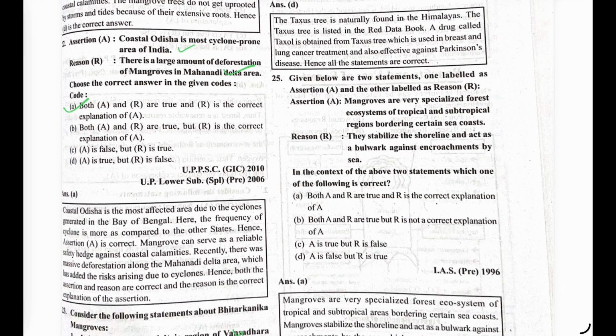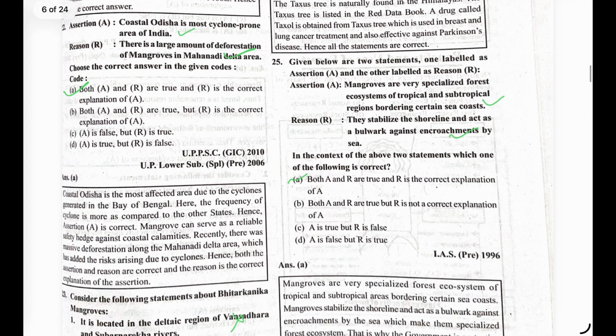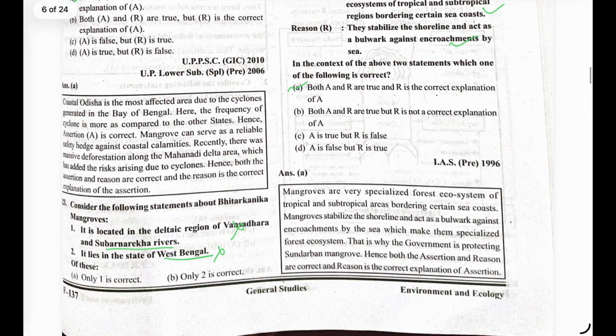Next question. Assertion: Mangroves are very specialized forest ecosystems of tropical and subtropical regions bordering certain coasts. Correct. And reason: they stabilize the shoreline and act as a bulwark against encroachments by the sea. Yes, so both A and R are correct, and the reason is correct.